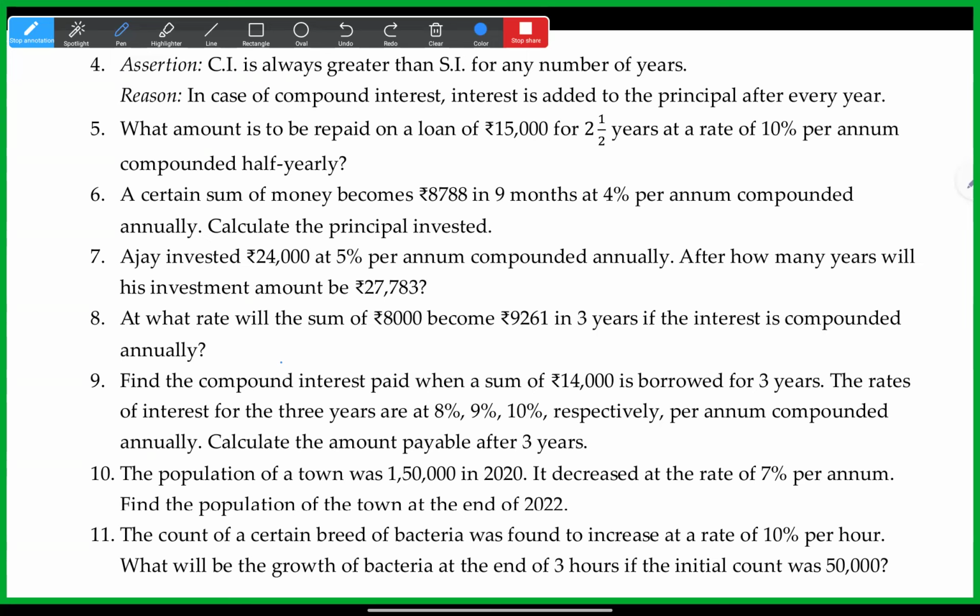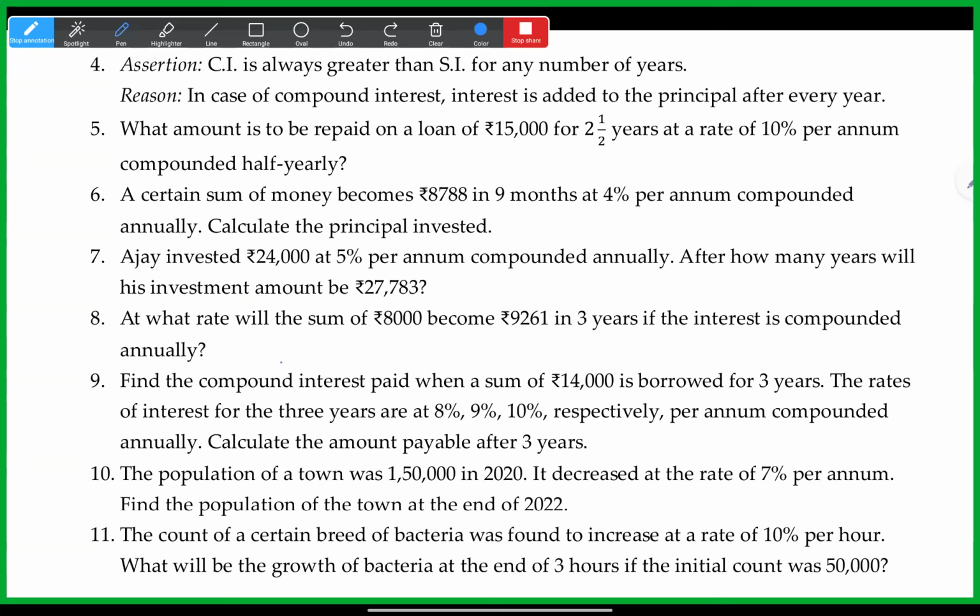Yes, dash one. Why is it greater than simple interest? Because in compound interest cases, interest is added to the principal after every year. So for the next year when they calculate, for example, the starting value is 10,000, and 1,000 rupees is interest, let us say. So in the next year, on this 10,000 plus 1,000, on 11,000 they'll calculate the interest. So because of that reason, compound interest will generally be more.